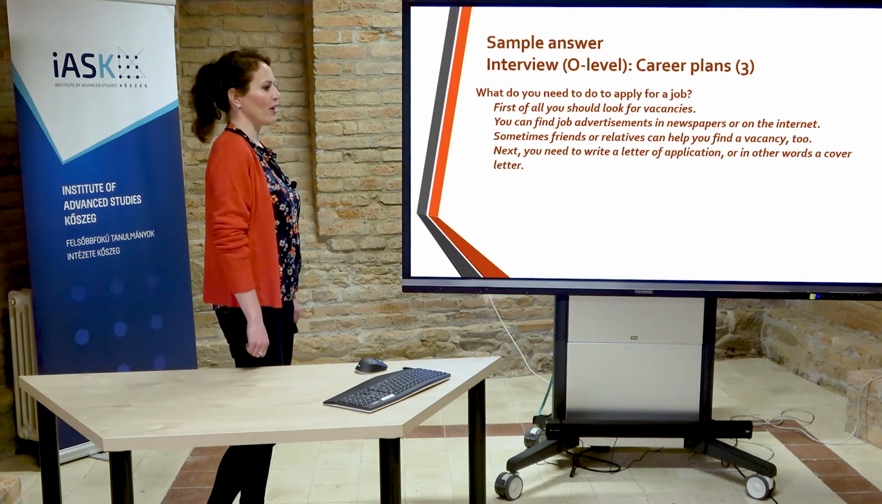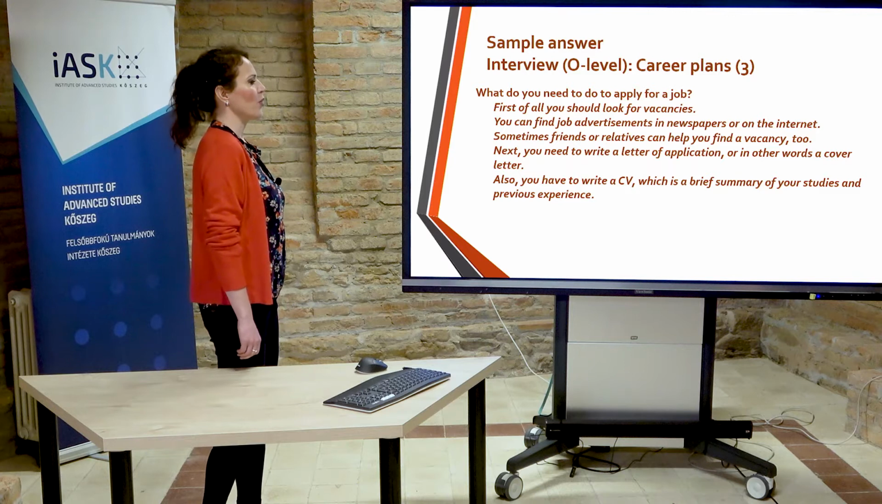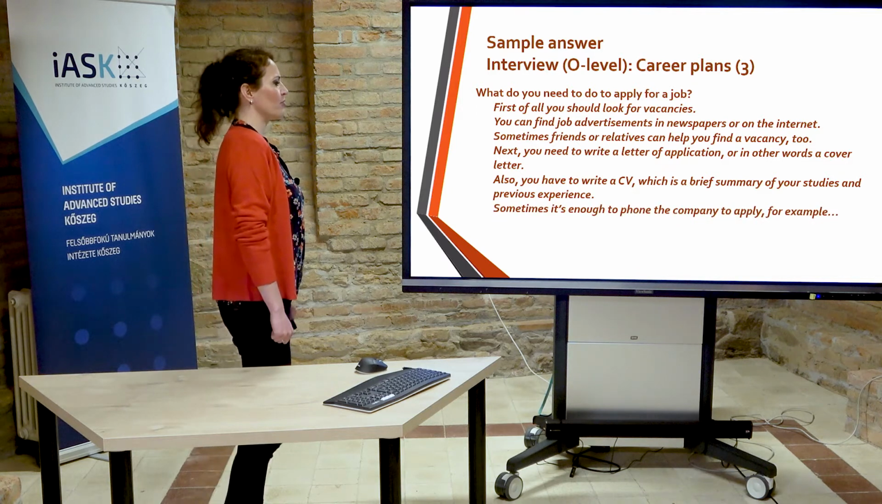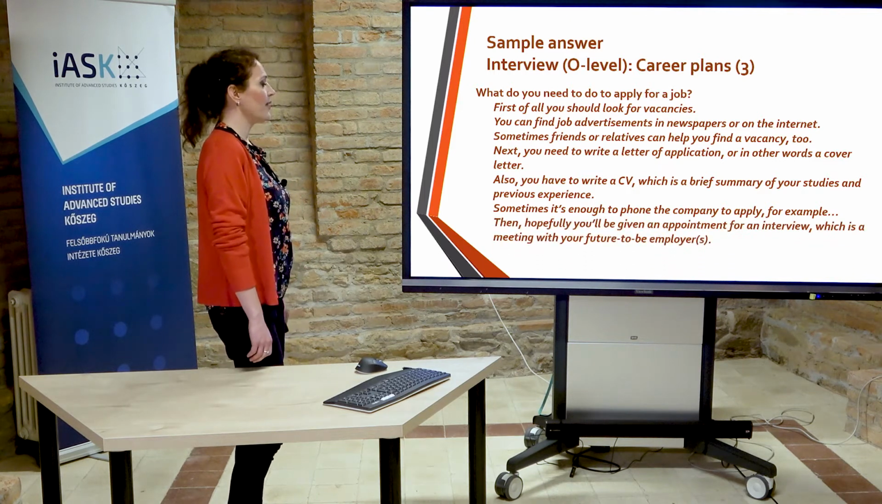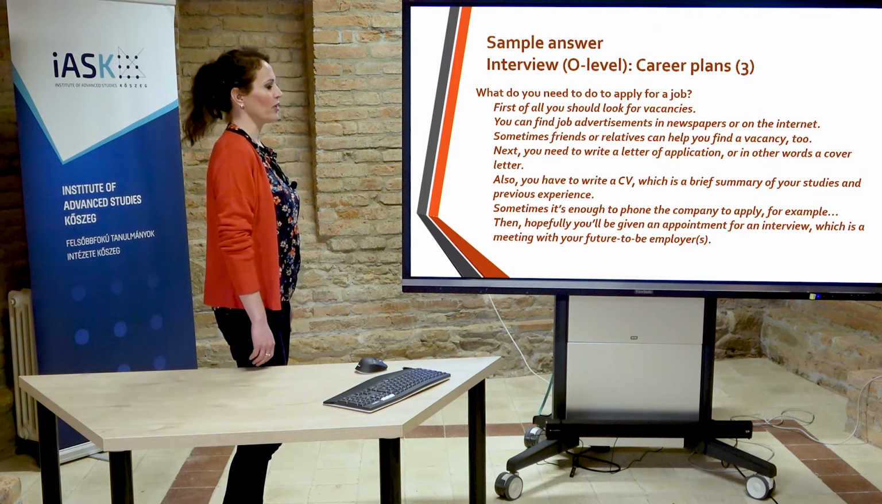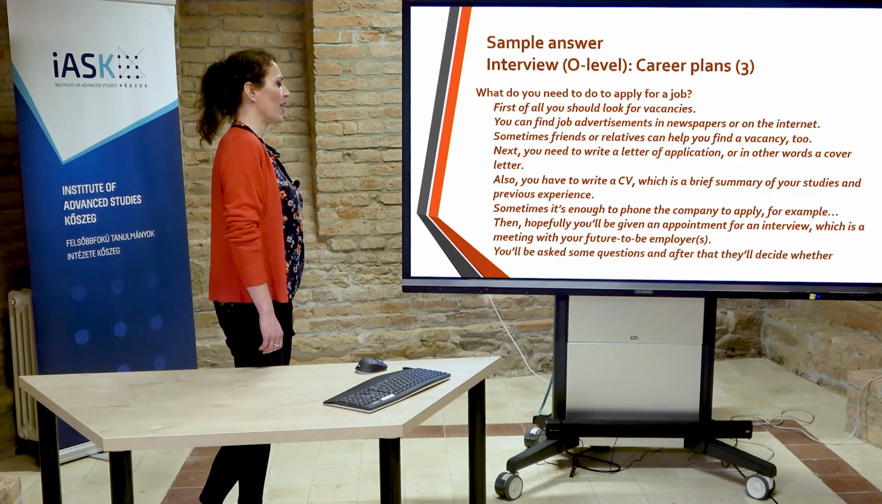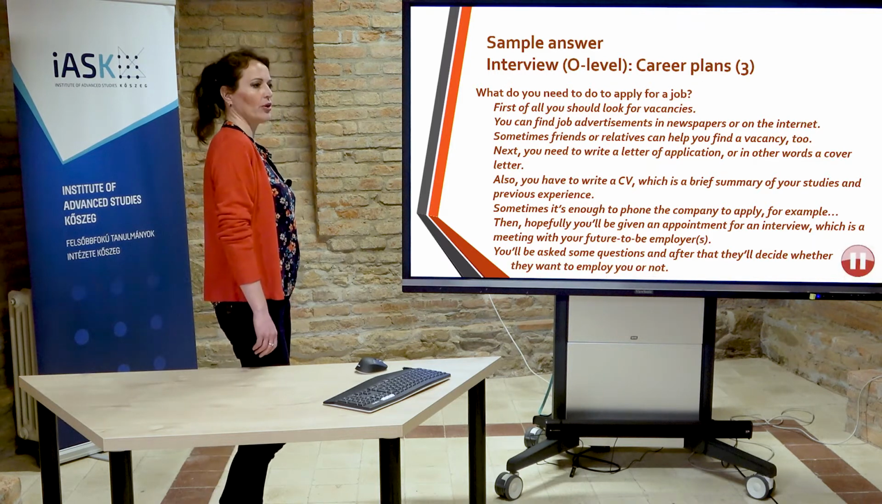Next, you need to write a letter of application, or in other words, a cover letter. Also, you have to write a CV, which is a brief summary of your studies and previous experience. Sometimes it's enough to phone the company to apply. Then, hopefully, you will be given an appointment for an interview, which is a meeting with your future employers. You will be asked some questions, and after that, they'll decide whether they want to employ you or not. So this is what you could say about how to apply for a job and the topic of career plans.